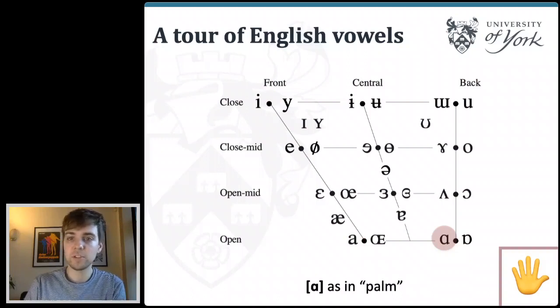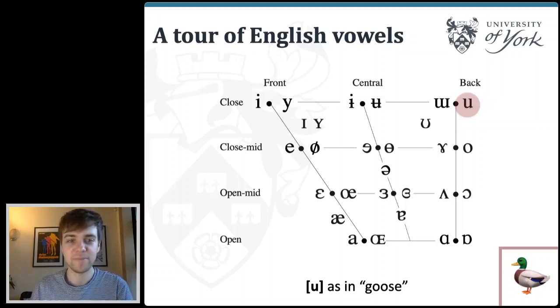So this symbol, moving towards the back now, is the R as in palm, the O as in cot, the O as in thought, the O as in foot, and the oo as in goose. I realise that is a duck, but there is no goose emoji.